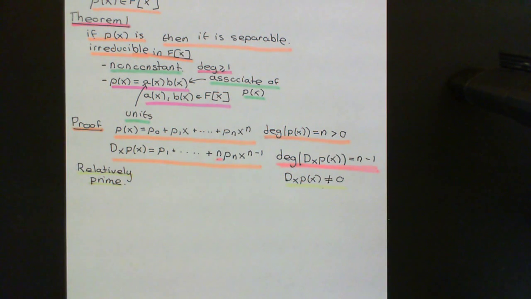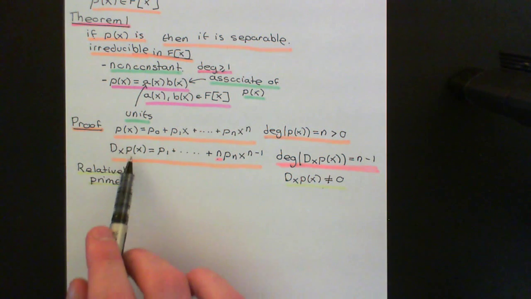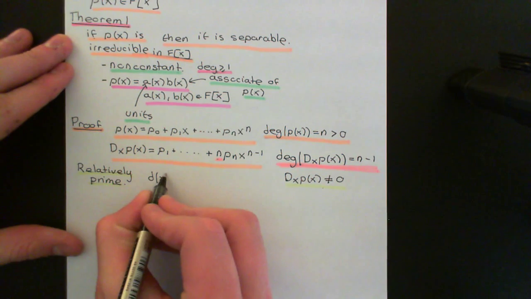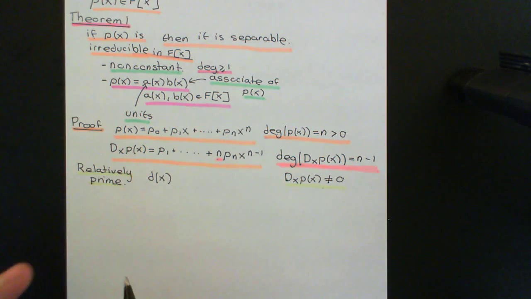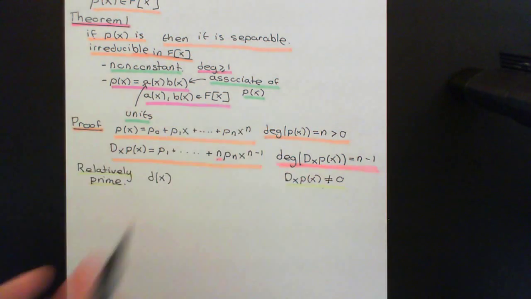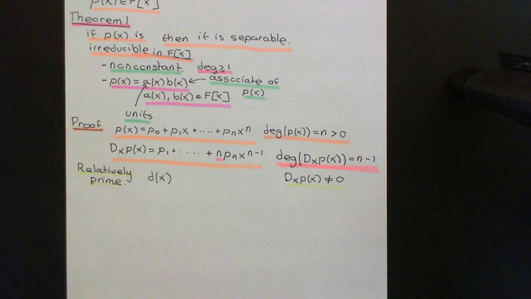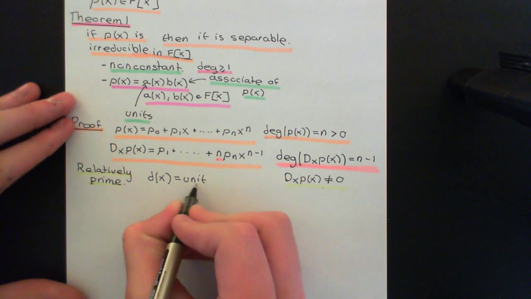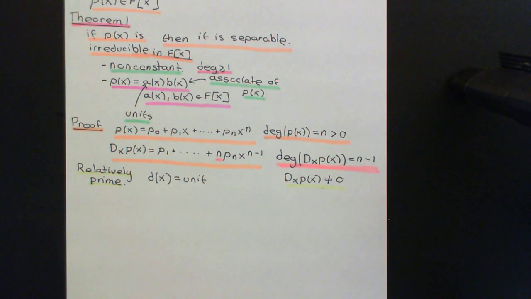So why can I argue that the derivative of this polynomial and the polynomial are relatively prime in the ring of polynomials over the field capital F? Well, what does it mean to be relatively prime? Two polynomials are relatively prime if the only polynomial that is a common divisor of both of them, which I might call d of x, is a unit. If the only common divisor is a unit, i.e. d of x has to be a unit, then you can conclude that they're relatively prime.